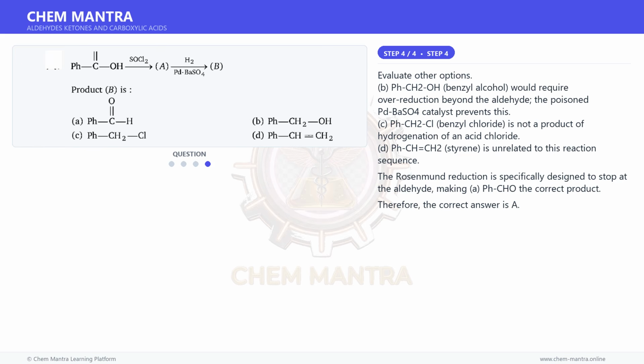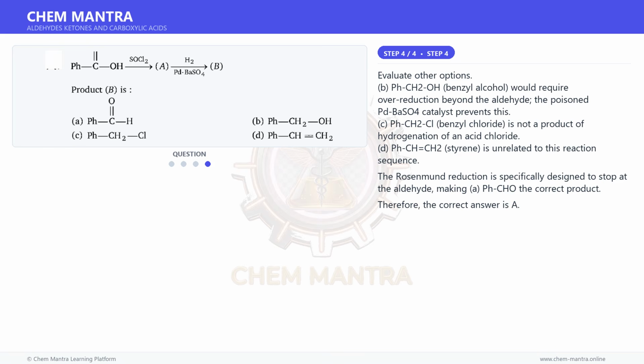C. Ph-CH2-Cl, benzyl chloride, is not a product of hydrogenation of an acid chloride. D. PhCH=CH2, styrene, is unrelated to this reaction sequence.